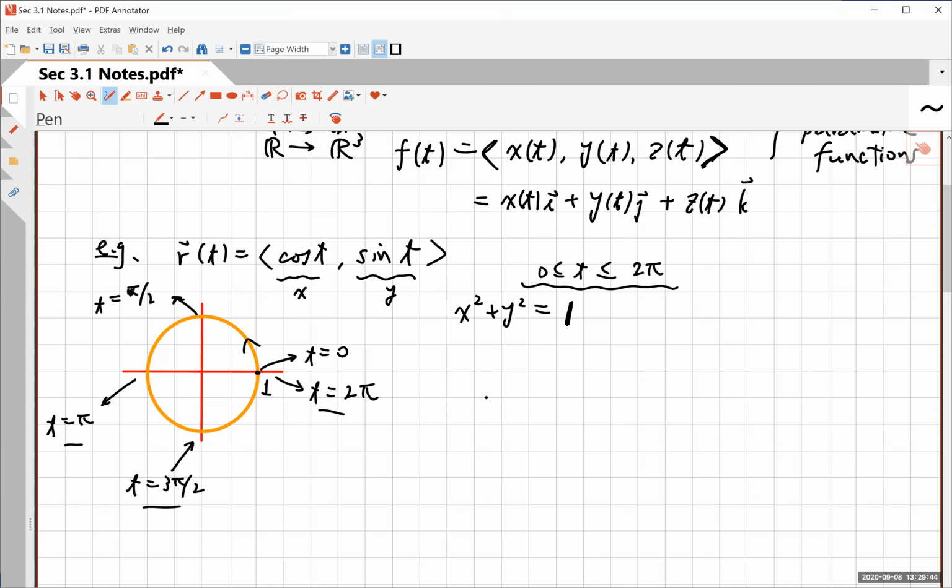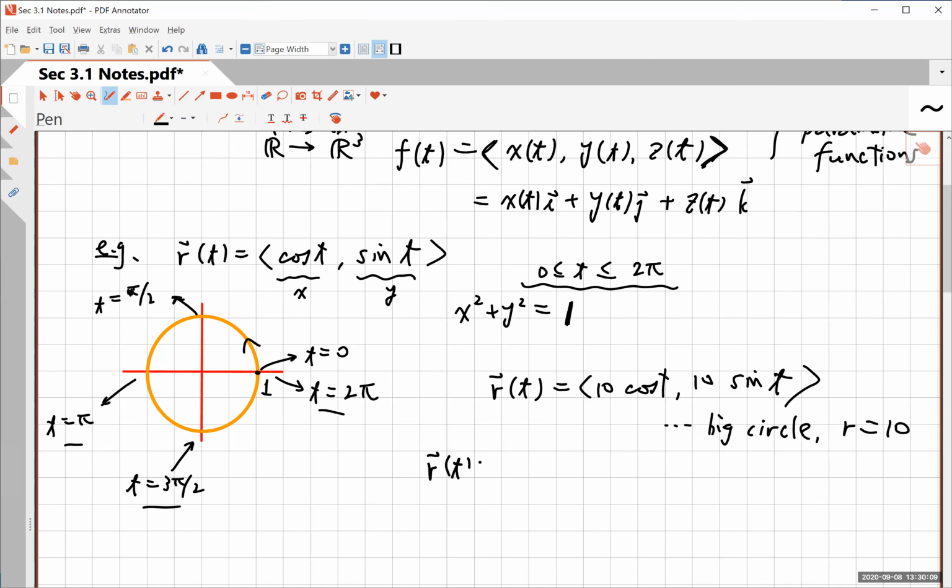Now you can change this a little bit. If you have, for instance, r is equal to 10 cosine t, 10 sine t, then what happens? This would be a big circle, right? The motion is still counterclockwise, but the radius is going to be 10.